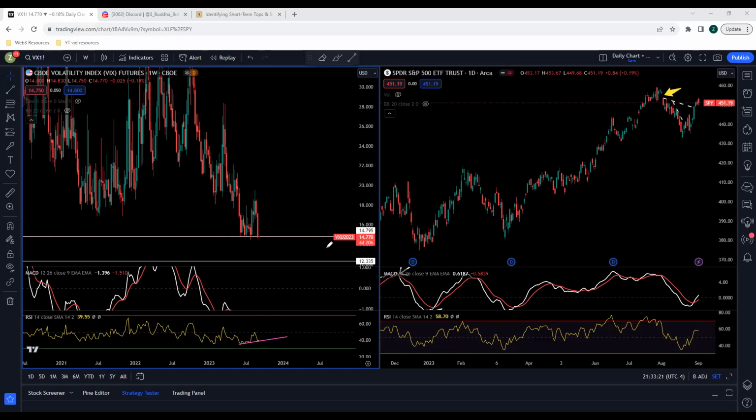But what I'm looking at is I'm actually looking for this divergence to break, right? And once this breaks, that's actually going to be a good trading opportunity for the VIX futures to go to the downside, which might coincide with the S&P 500 going to the upside.